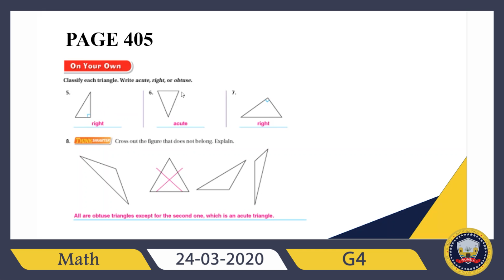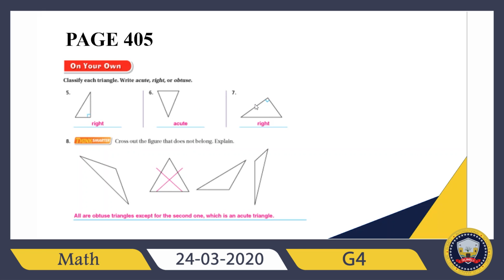Okay, next question. I need to check 3 angles, and when I check them, I can see all 3 of them are less than a right angle. So I can say all of these angles are acute angles. If 3 angles are acute angles, I can say this triangle is an example of an acute triangle.